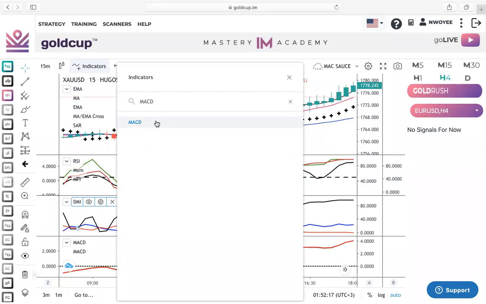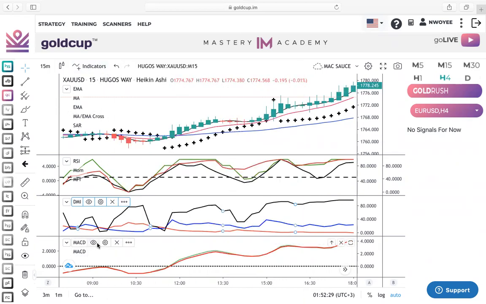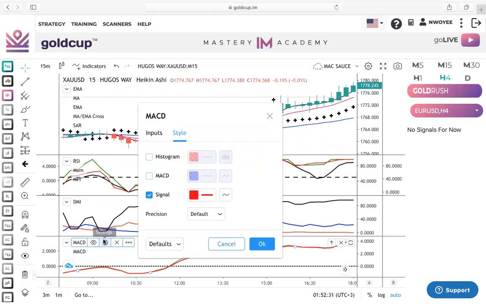MACD. So you click on MACD. You're going to add MACD twice. I'm going to tap on it once, and tap on it again. So twice, you add it twice. So we're going to do the first MACD.